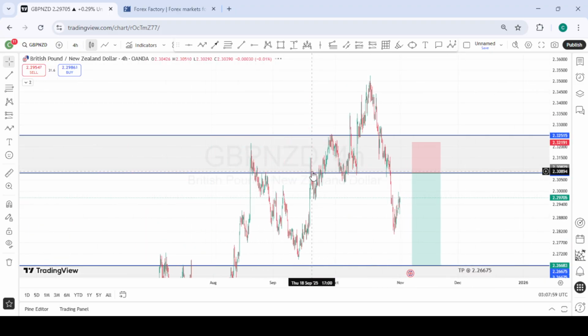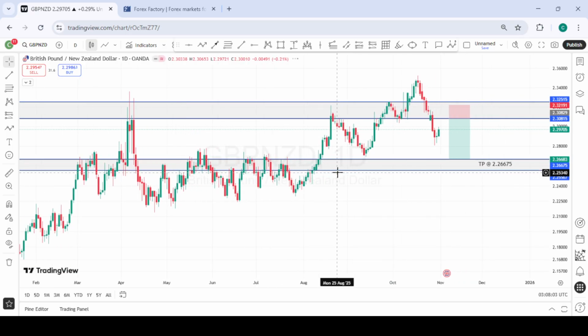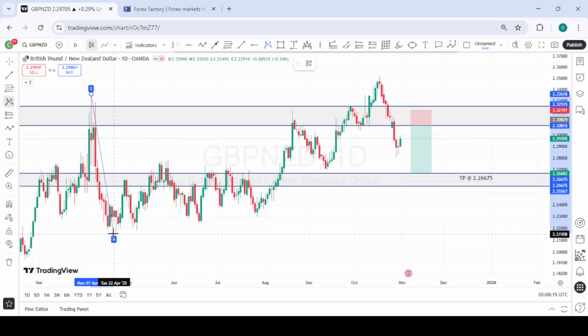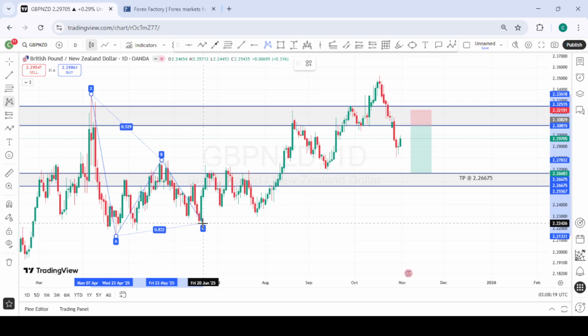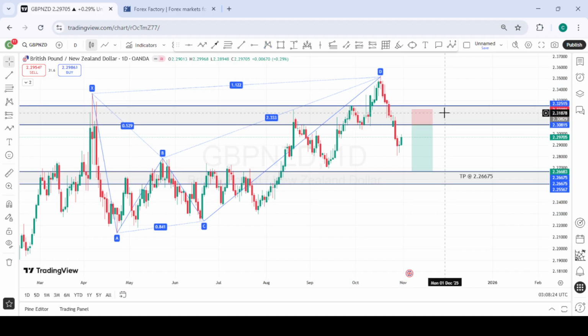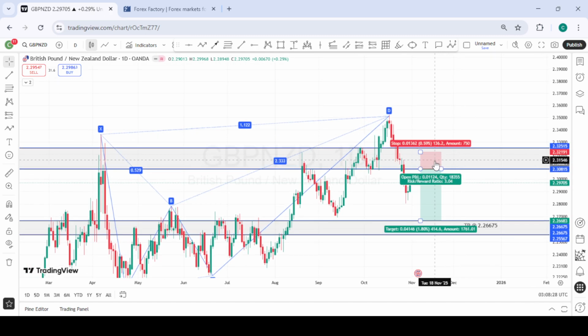We also have here GBPNZD, and GBPNZD is also very bearish. This pair has also completed a harmonic pattern, which is an alt-bat pattern. This is the pattern that was completed here. This is the alt-bat pattern that has completed, and price is actually now selling to the second TP we have below. So for the coming week, don't really pay attention to this.